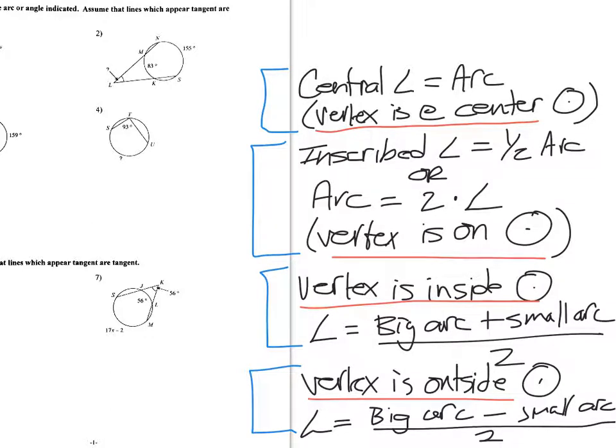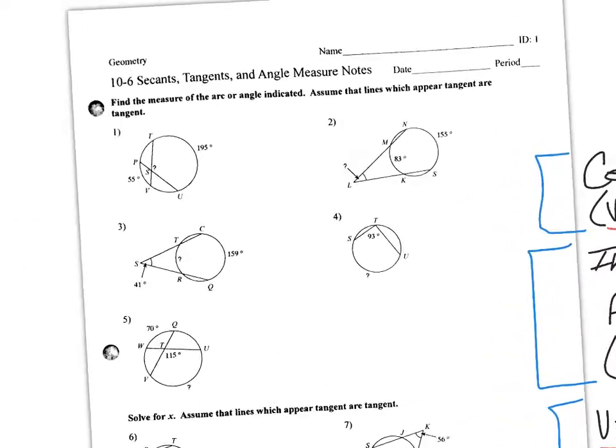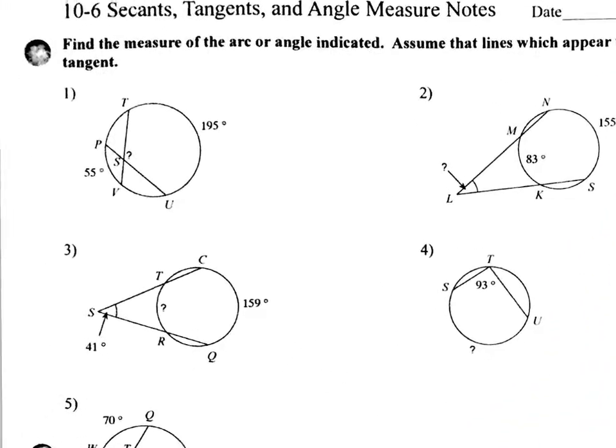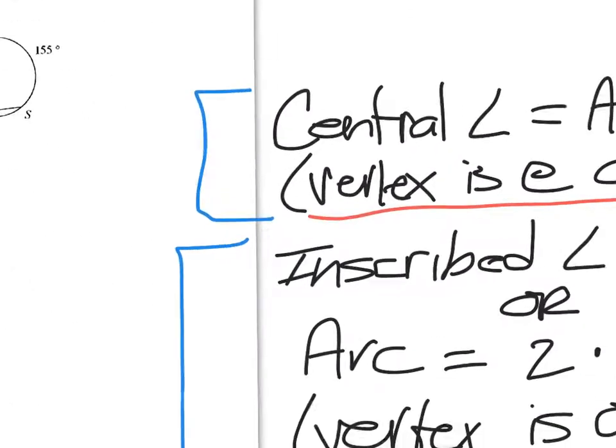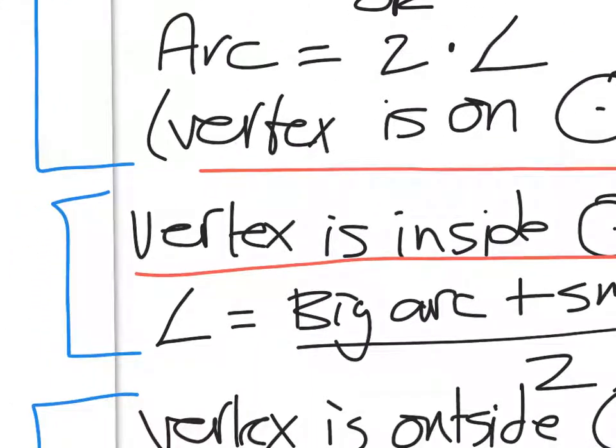Okay, so let's take the first problem. We'll make it a little bit bigger here. Where's the vertex? That's the key. That's where you want to start. The vertex is right here. It's inside the circle. So let's go back. Vertex is inside the circle, and for this one, we do big arc plus small arc divided by 2.